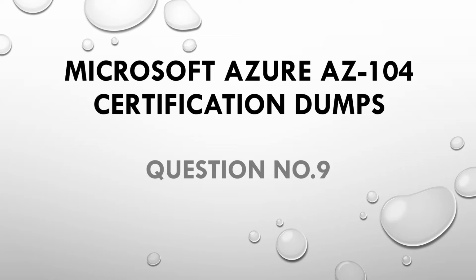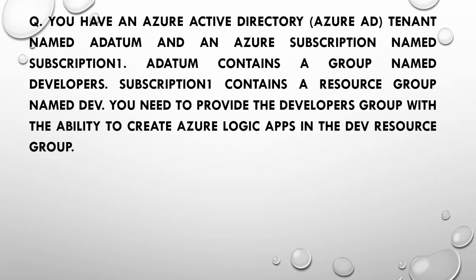AZ-104 Certification Dumps. Question number 9. You have an Azure Active Directory tenant named Adatum and an Azure Subscription named Subscription 1. Adatum contains a group named Developers. Subscription 1 contains a resource group named Dev. You need to provide the Developers group with the ability to create Azure Logic Apps in the Dev resource group.